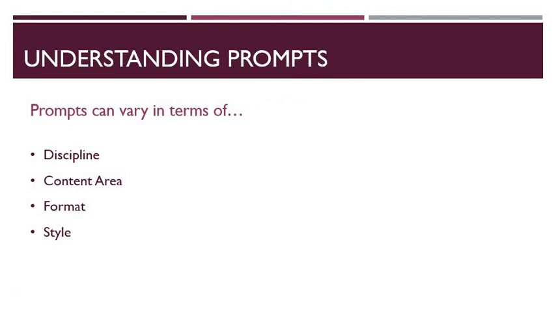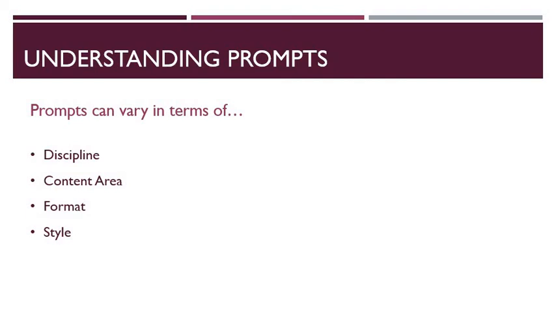So there's 4 ways essay prompts can vary. The first two, discipline and content area, refers to the subject matter of the course and the assignment. So depending on your major or what type of course you're in, whether you're writing for the sciences or for business or for humanities, this is very much so going to impact what you'll be writing about and how you'll be writing about it.